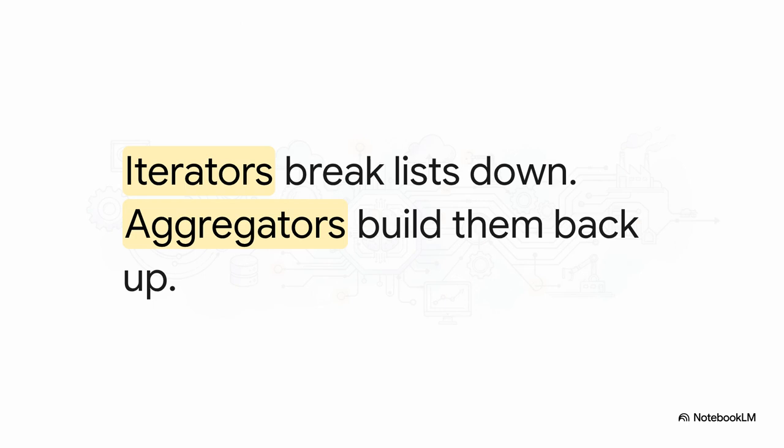An aggregator does the exact opposite. It catches those individual items and bundles them back together into a single array, which is perfect if you want to generate, say, a single consolidated PDF report.